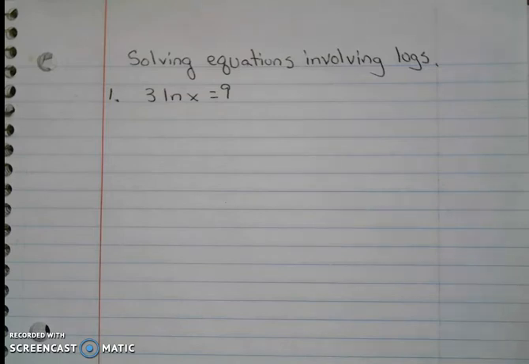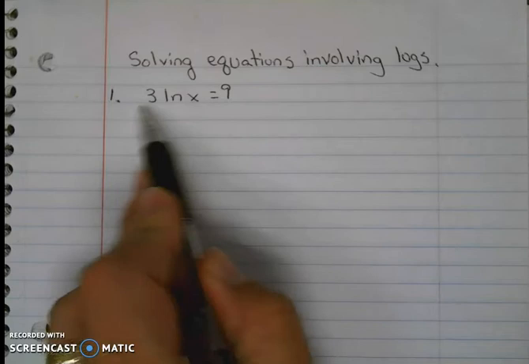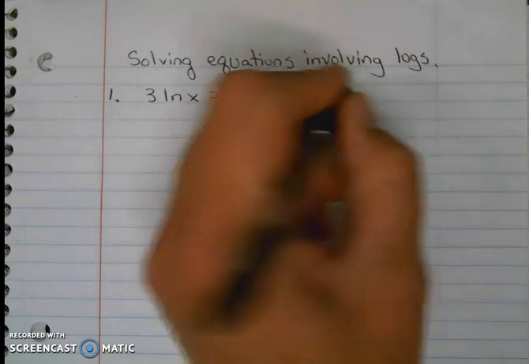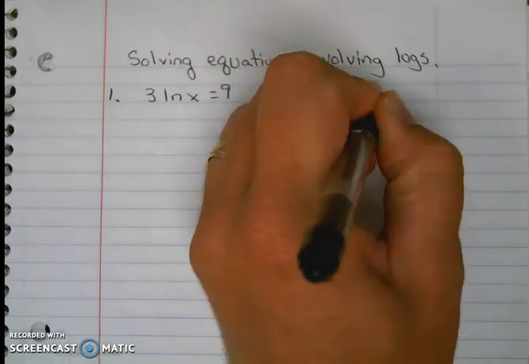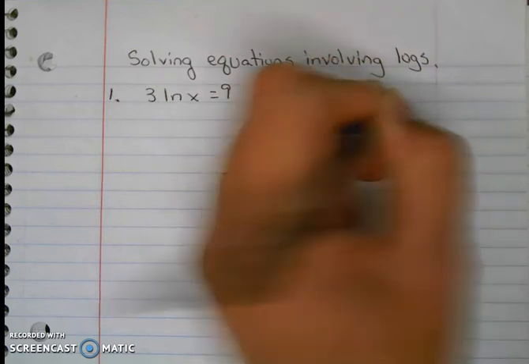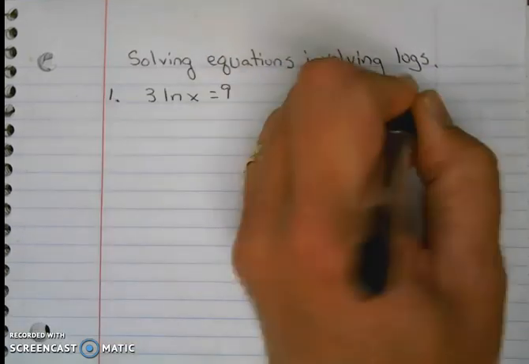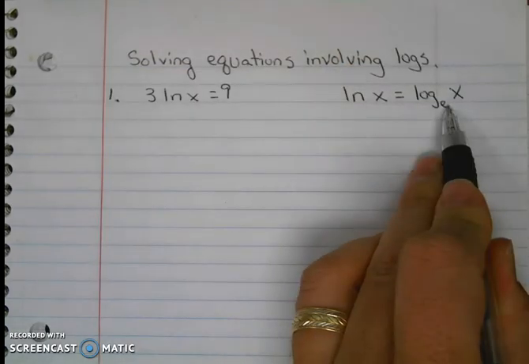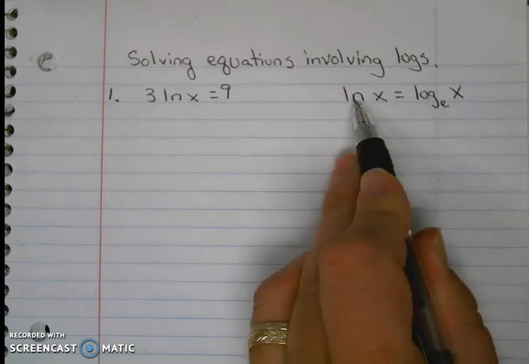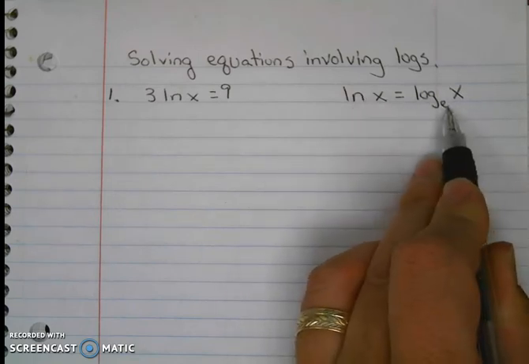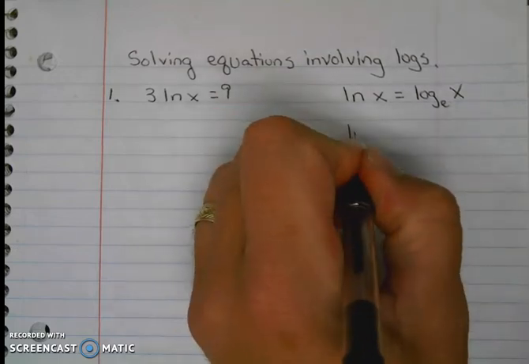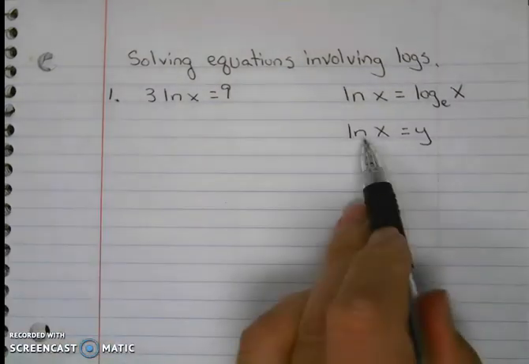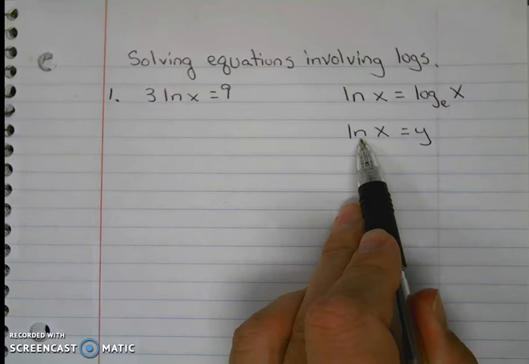So first of all, in order to solve this equation for x, there's a property that you need to know, and you need to know that the natural log of x, okay, is equal to log base e of x. Those are equivalent statements. So when you have a natural log, you have base e, okay? Also, converting from logarithmic form to exponential form.